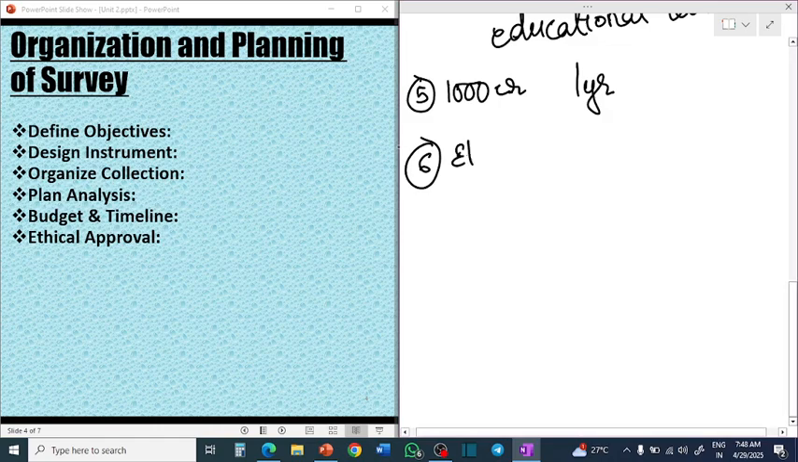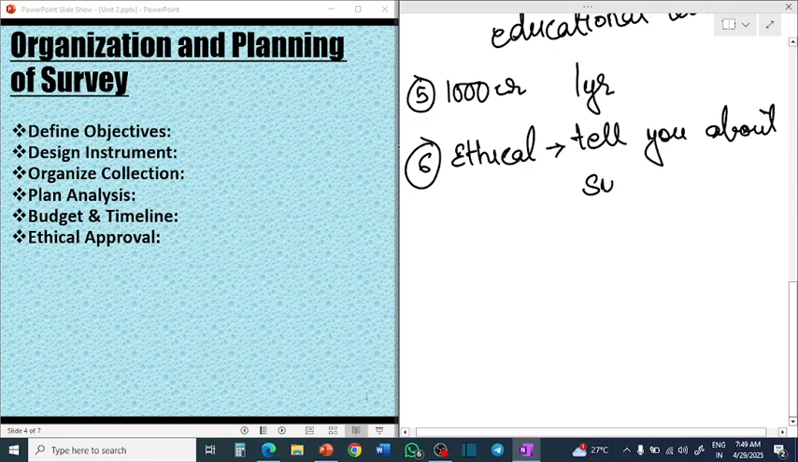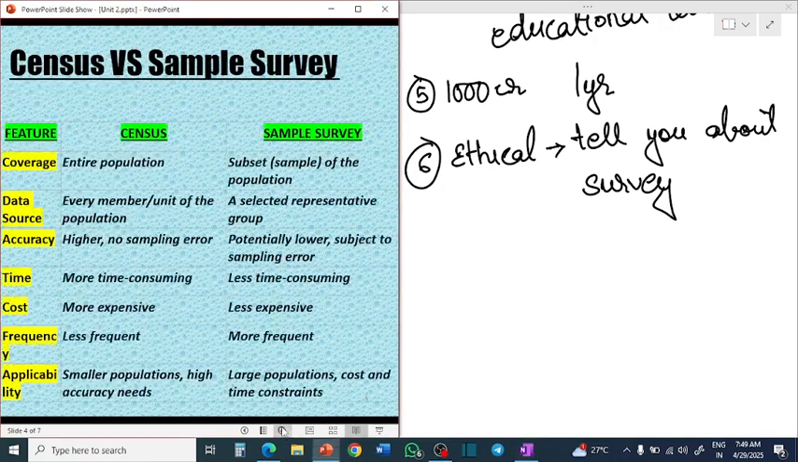So, ethical approval. As you may have noticed, if anyone has come to your house for data collection during the time period of the survey, before asking about the members of your house, they will give you information and tell you about the survey, and for what purpose they are collecting the data. So this is called ethical approval from the participants.